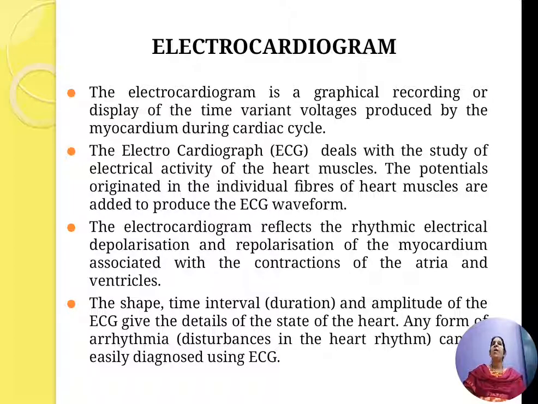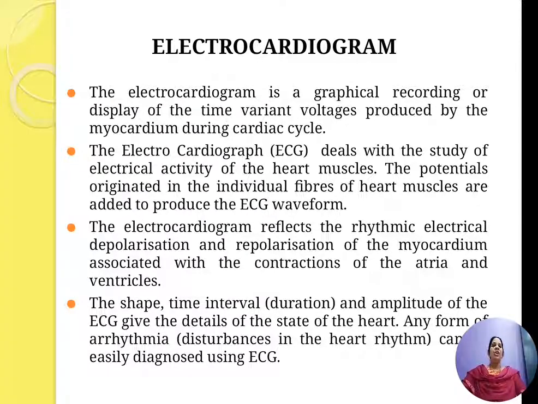So, the electrocardiogram is a graphical recording or display of the time variant voltages produced by the myocardium, that is the heart, during the cardiac cycle. The ECG deals with the study of electrical activity of the heart muscles. The potentials originated in the individual fibers of the heart muscles are added to produce the ECG waveform.